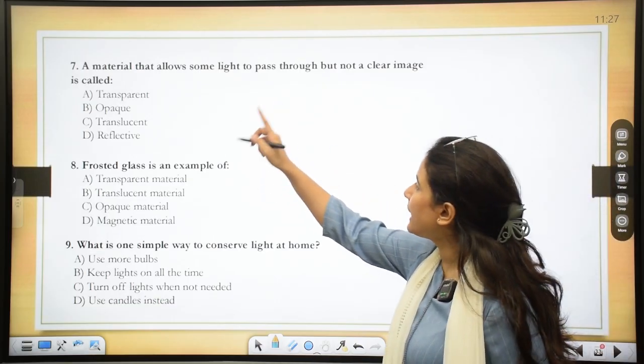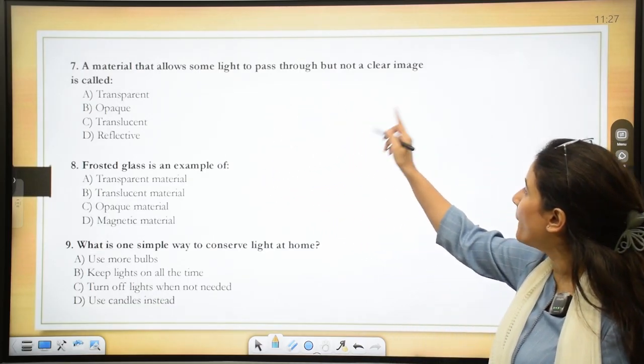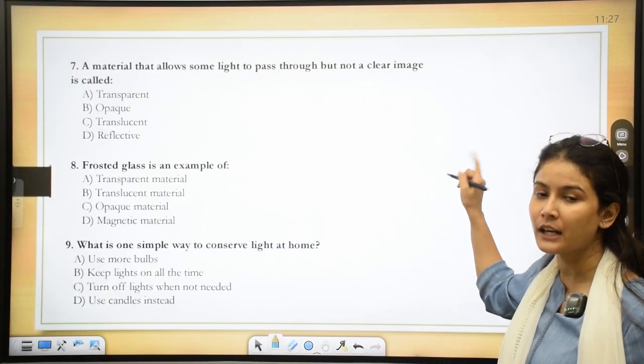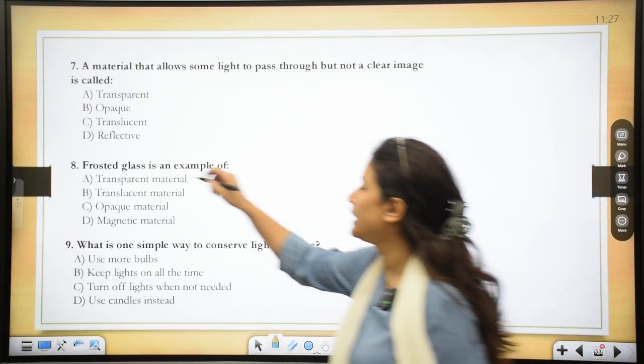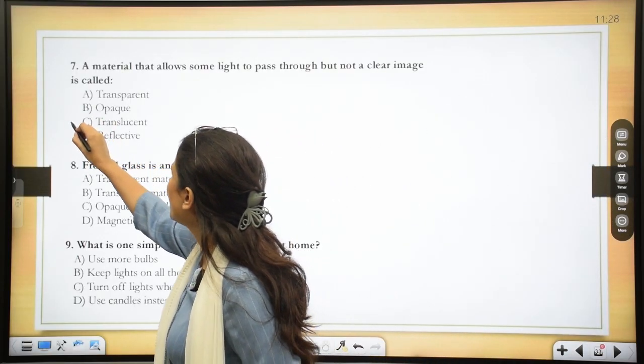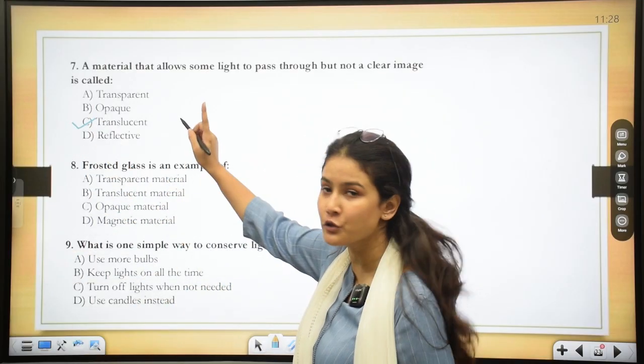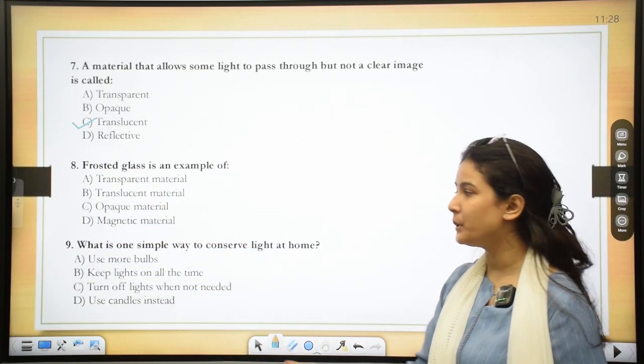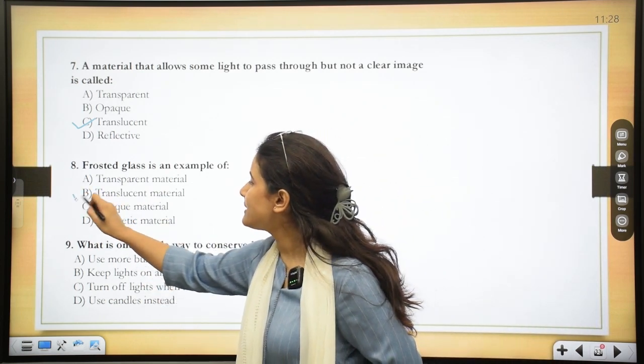A material that allows some light to pass through but not a clear image is called. Remember, there was a man walking and I showed you the frosted glass part? Yes, you guessed it right. It is translucent, not transparent, not opaque. Frosted glass is an example of, we just did it, translucent.